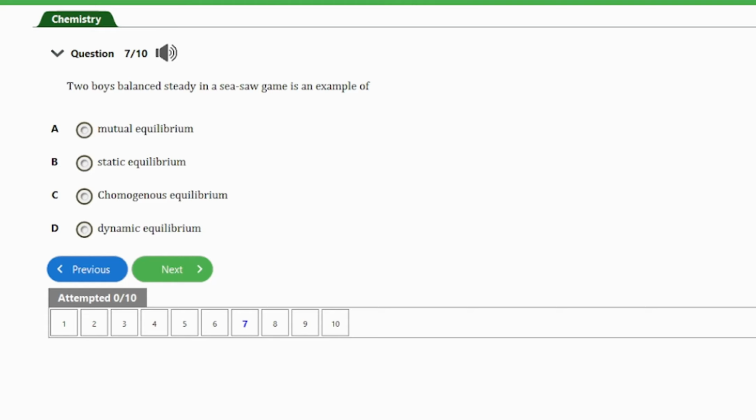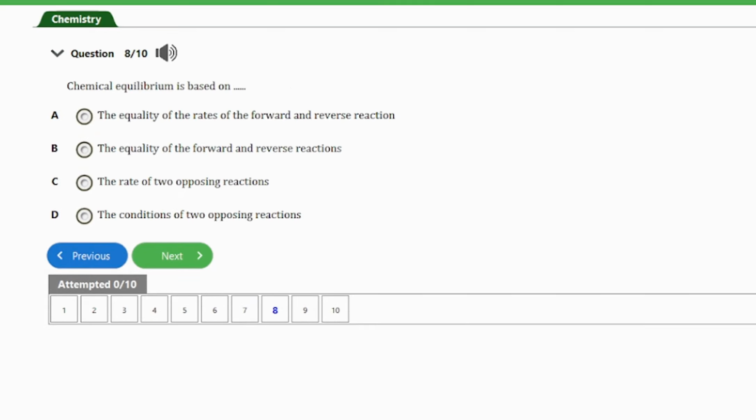That's question number 7 here. It says, two boys balanced steadily in a seesaw game is an example of A, mutual equilibrium, B, static equilibrium, C, homogeneous equilibrium, D, dynamic equilibrium. So guys, the answer to this question is option B here, and that's static equilibrium. So the balanced seesaw is an example of static equilibrium since the seesaw is at rest or is at a stationary position. So let's consider the next question, guys.